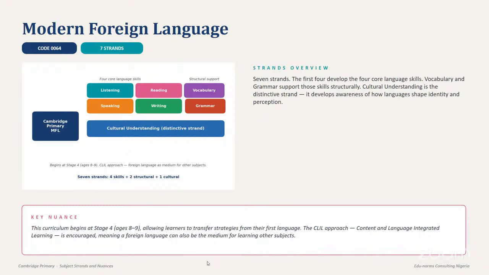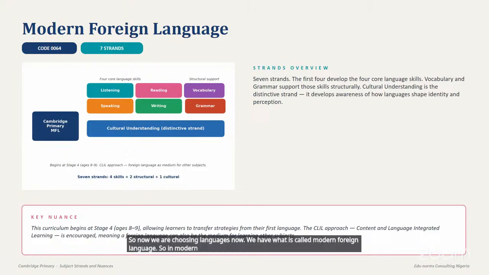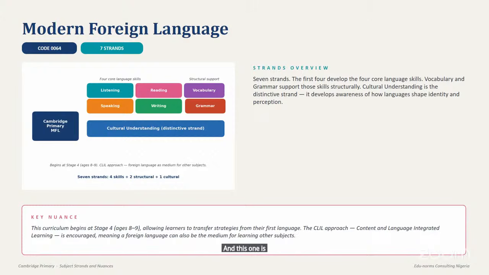Let's go back. So now we are treating languages. We combine languages. We have what is called modern foreign languages, not foreign language, and this is not one language also. Okay, we have modern foreign languages.